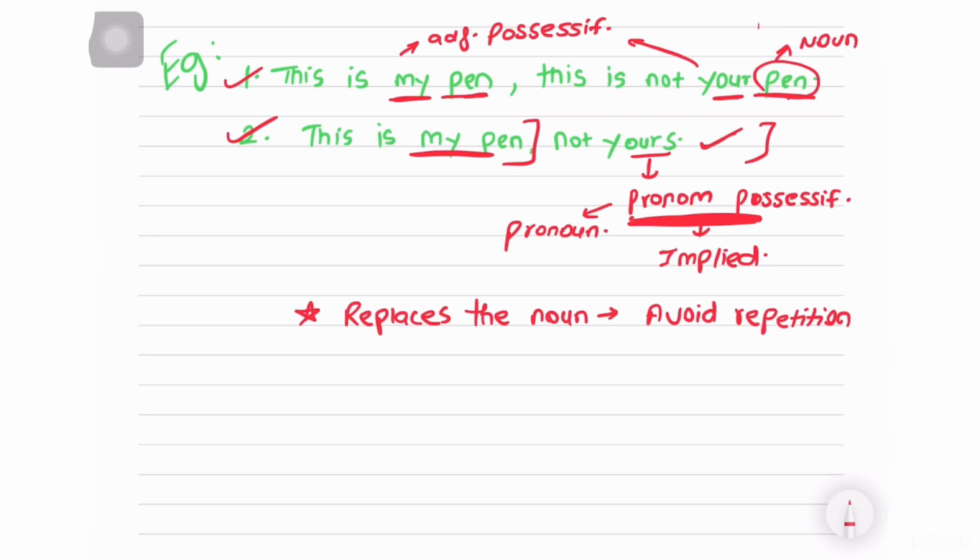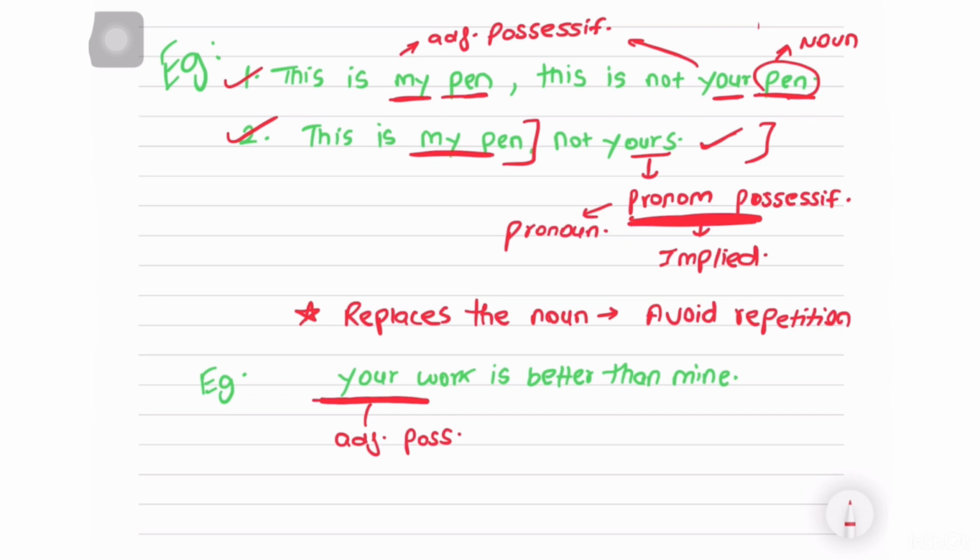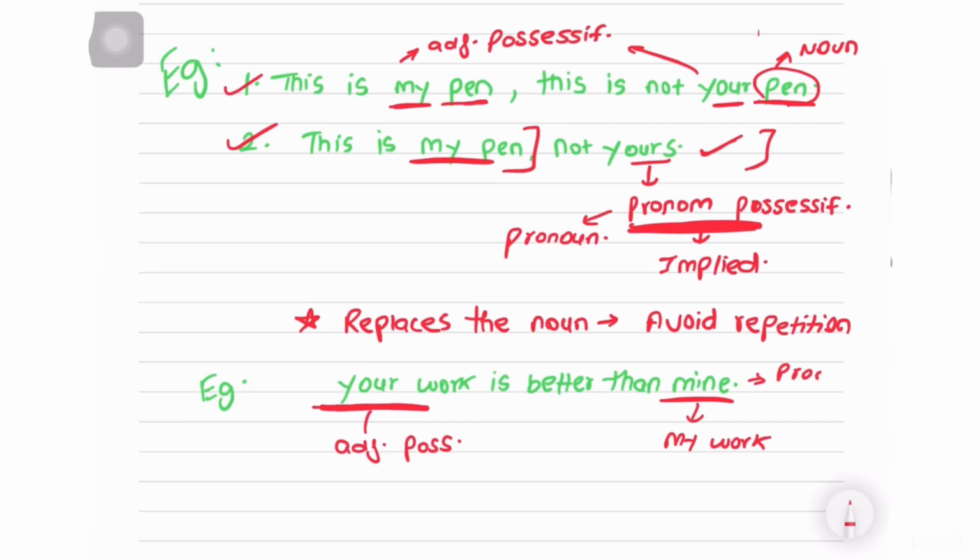We'll take another example. We have the sentence, your work is better than mine. Now your is your adjective possessive. It's talking about whose work it is. It's your work. And the second part, mine. Here also we're talking about my work. But I don't have to say work again and again and again. I can just use my pronoun possessive, that is mine. So mine is nothing but your pronoun possessive.